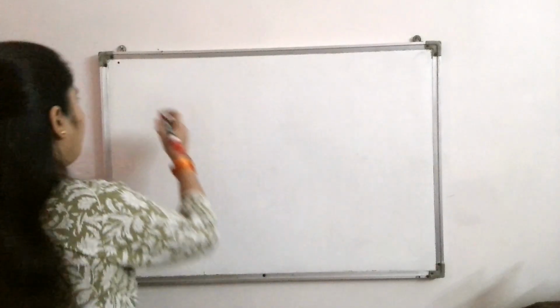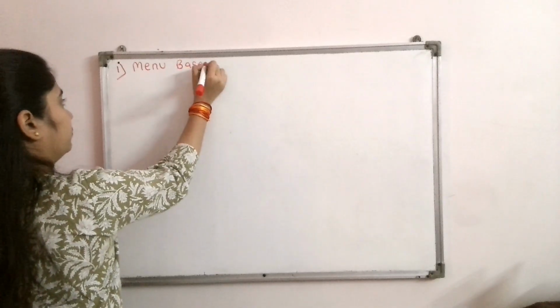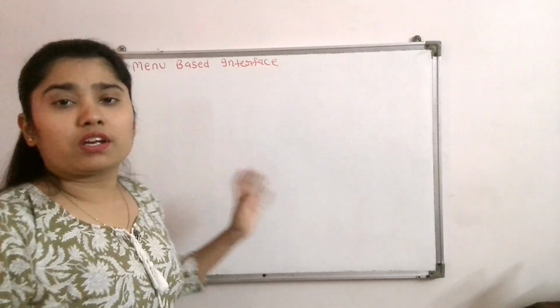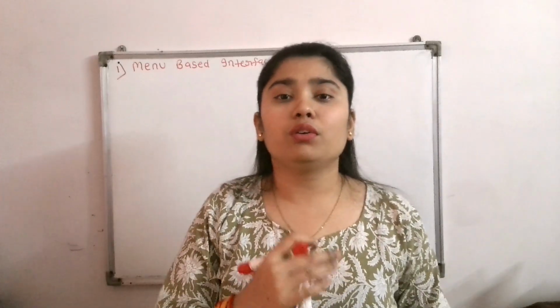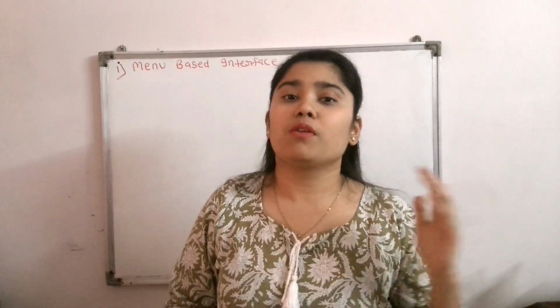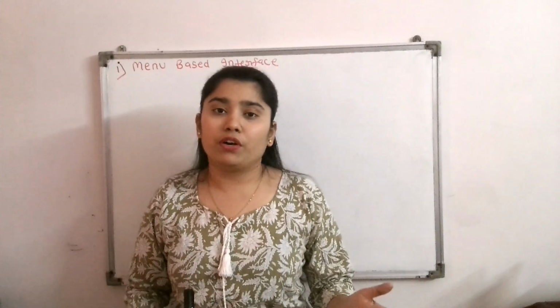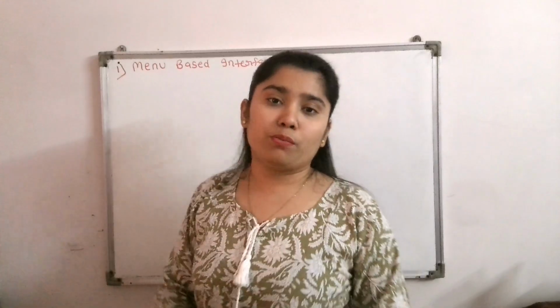Now, the first type was the menu based. In menu-based interfaces, the user gets a list of options, or we can say menus, on the screen. Then the user selects an option, and the operation is performed automatically. Let's take an example. Suppose there is an ATM machine. It has options like balance inquiry, withdraw, or transfer. If you select any option, the operation is performed automatically. You do not need to write anything. This is the best example of the menu based interface.